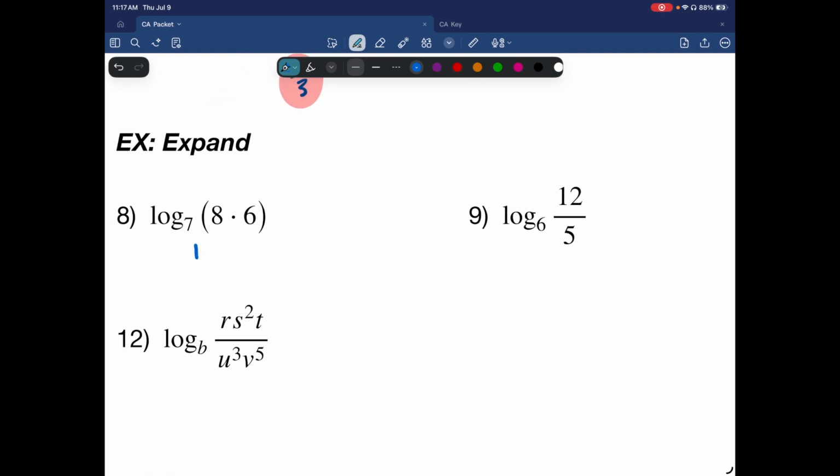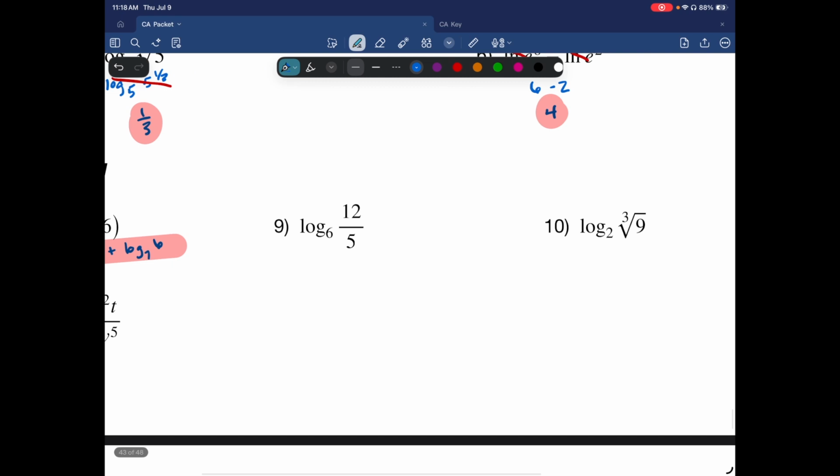So this would be log base 7 of 8 plus log base 7 of 6. Because it's multiplying together, I can separate it with addition. So that's one expansion. Number 9, this would be log base 6 of 12 minus log base 6 of 5. Now 12 is a multiple of 6, but 6 raised to some power does not give you 12. So I can't do anything with that.